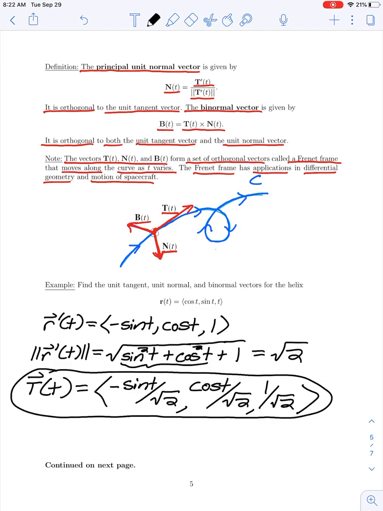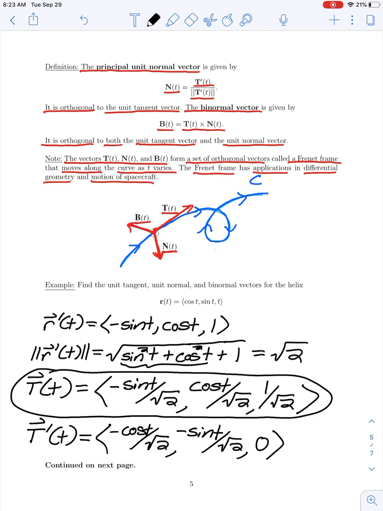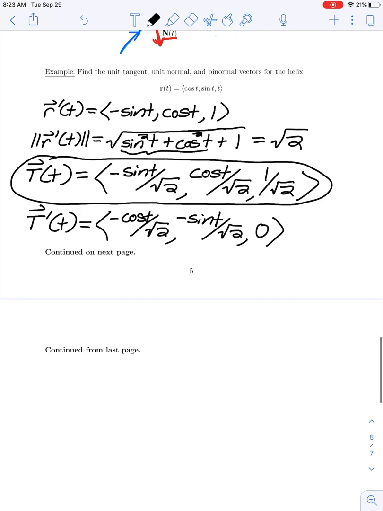We found our unit tangent vector, which was the first thing we were asked about. The next thing that we're asked for is the unit normal vector. To find the unit normal vector, we need to differentiate our unit tangent vector. So let's look at T'(t). Differentiating our components, we will have negative cosine t over root 2, negative sine t over root 2, and 0. We then need to normalize this vector by making sure it has length 1, so I'm going to calculate the magnitude of this vector.